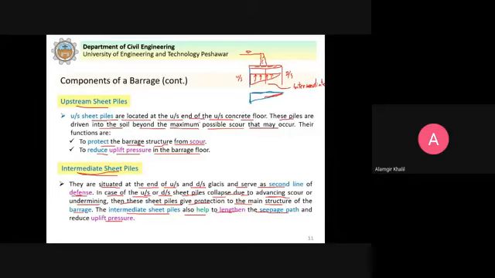Because you see that in the normal situation, if we do not have piles, the water will travel like this. But in case of these piles, now the water will travel like this. So you can see how the seepage path is increased. So this is what is written here. It helps to lengthen the seepage path and reduces the uplift pressure.